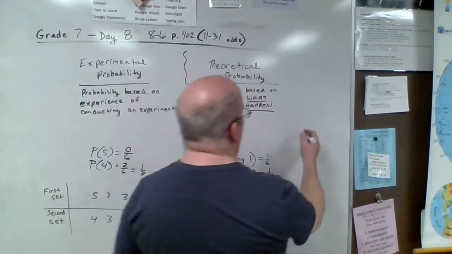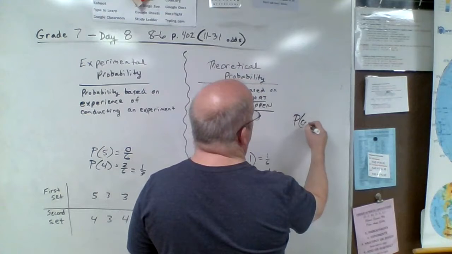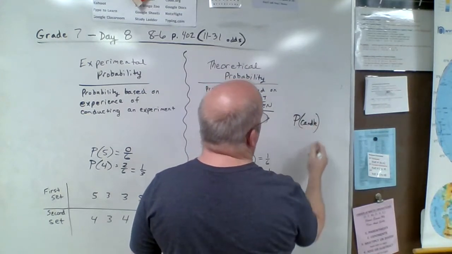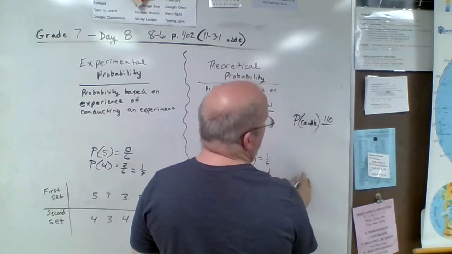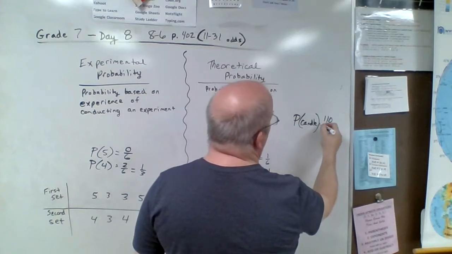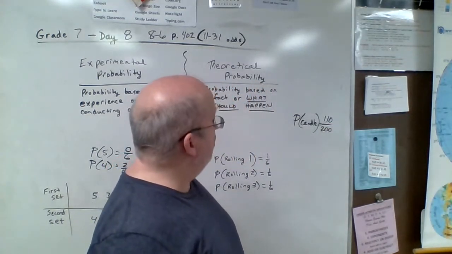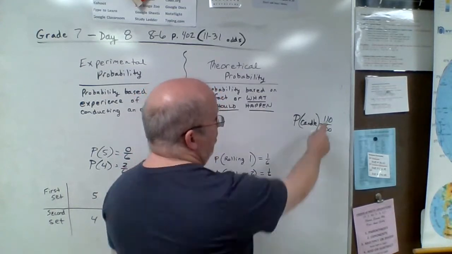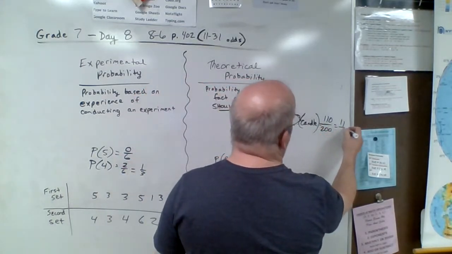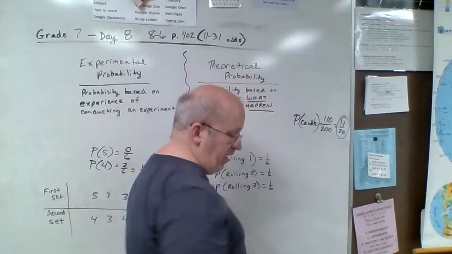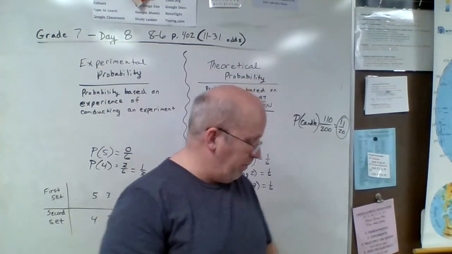So we've got a situation where the probability of picking a candle is 110, because that's the favorable outcomes, over 200, because that's all of the students that were in this situation. Can we simplify this? Yes. Divide by 10, and you get 11 over 20. So that's the answer they were seeking in that green dot problem.